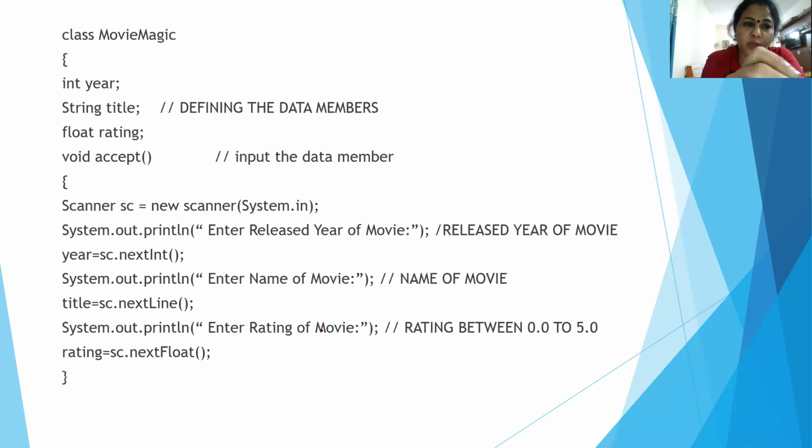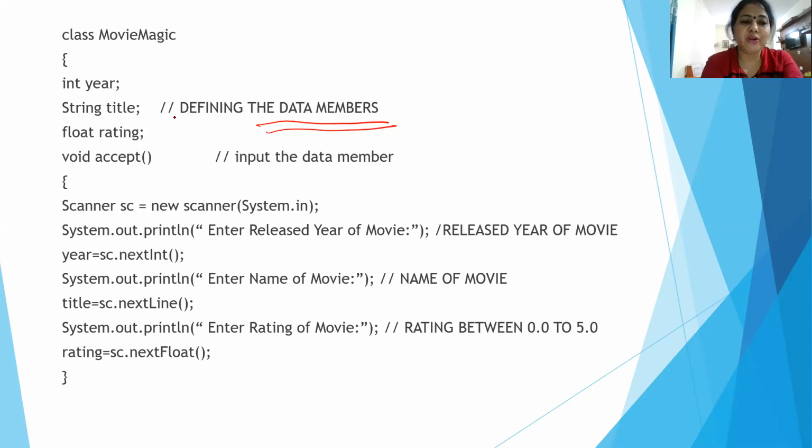Let's start the program. First we have to define the class named Movie Magic. Start the curly braces. Then you have to define the data members. What do you have to do first? Define the data members: first int year, then string title, then float rating.